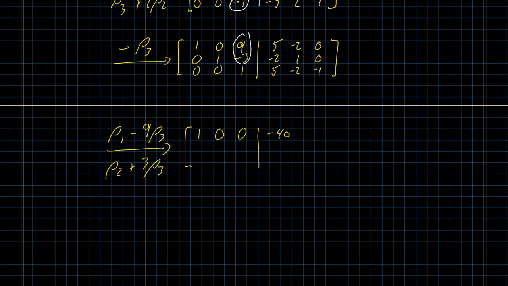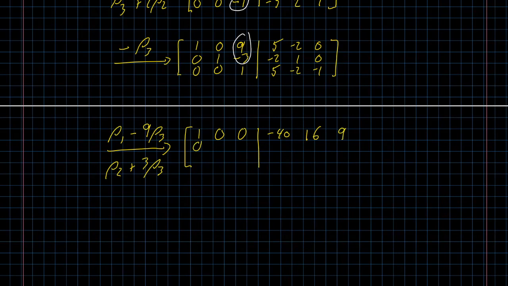Negative 2 minus 9 times negative 2. 9 times negative 2 is negative 18. Negative 2 minus negative 18 is negative 2 plus 18, which is 16. 0 minus 9 times negative 1 is positive 9.